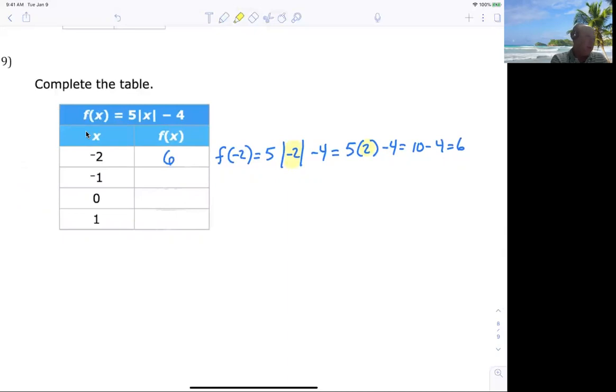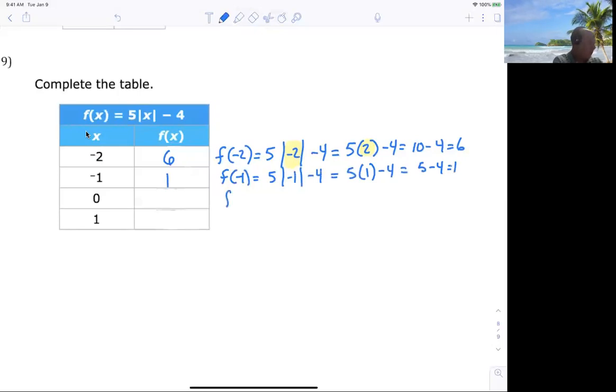Now I have f of negative 1, 5 times the absolute value of negative 1, minus 4, 5 times 1 minus 4, 5 minus 4 equals 1. So the final answer for that particular problem is 1.